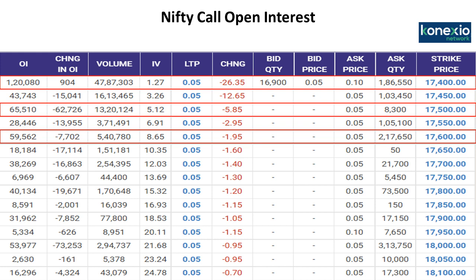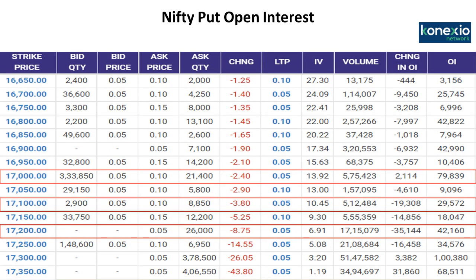Now let us see what we have observed in Nifty puts. In Nifty puts, the concentration or the rise in the open interest was seen in 17,200 puts, 17,100 puts, and 17,000 puts. Here again on the screen you can clearly see that there has been some sort of profit booking in these out of the money puts. You can see shedding of the open interest as well as marginal price erosion, I mean to say premium erosion.